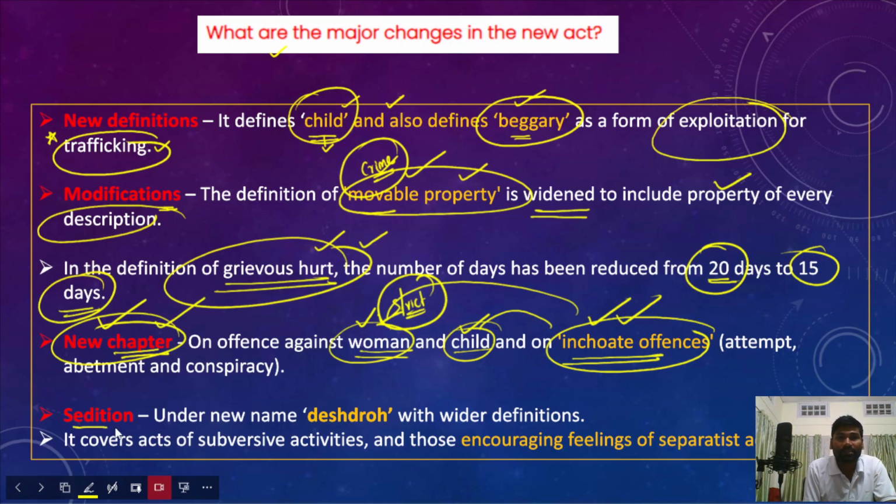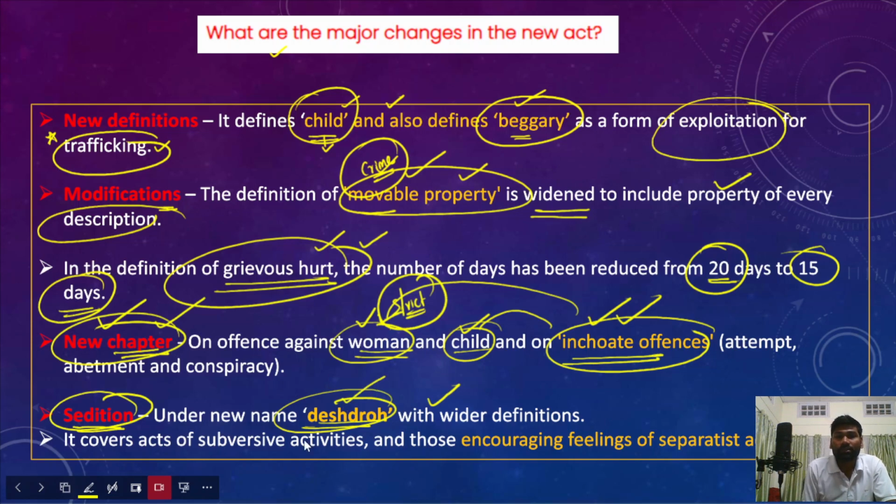And after that, sedition, this is also very important. Sedition under the new name called Deshdroh has a wider definition. Okay, so sedition was also introduced in the Bharatiya Nyaya Sanhita in the name of Deshdroh.